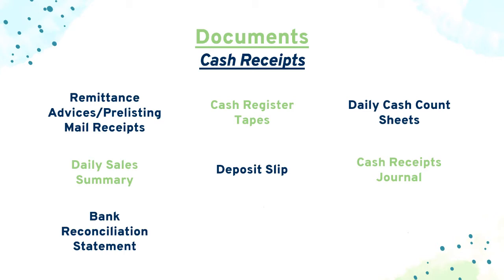Then there is also a daily sales summary. It is to prepare a summary report of daily sales, both credit and cash sales. Moving on, we have the deposit slip. It deposits cash in the bank. On top of that, we have the cash receipts journal. It records all cash receipts. And finally, the bank reconciliation statement. Its function is agreeing bank balances recorded in the books with balances shown on bank statements.